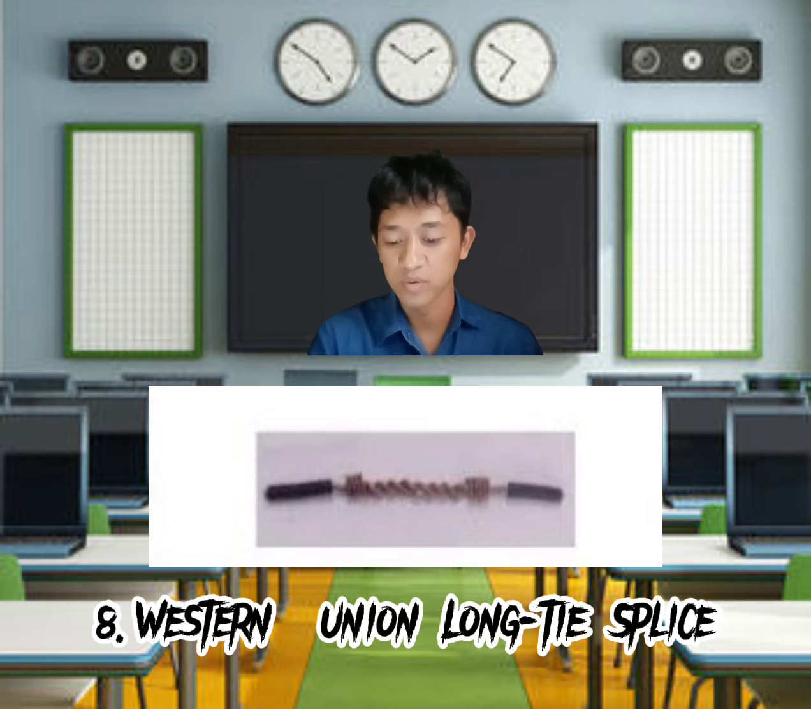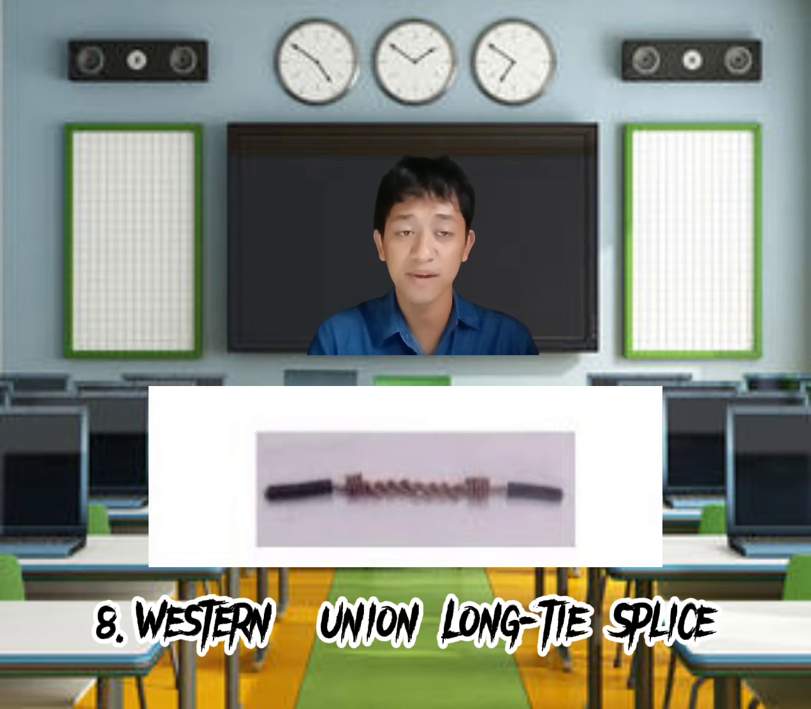Next is number 8, Western Union long tie splice. So this is used extensively for outside wiring to extend the length of wire from one end to another. So kini po daw siya is sagaran siya na sinumpayan magamit sa gawas kay kung short imong wire gihapon.